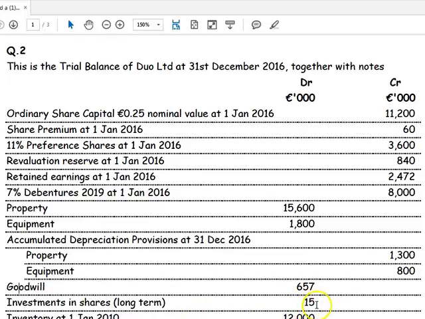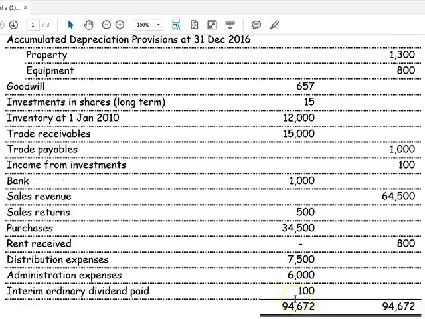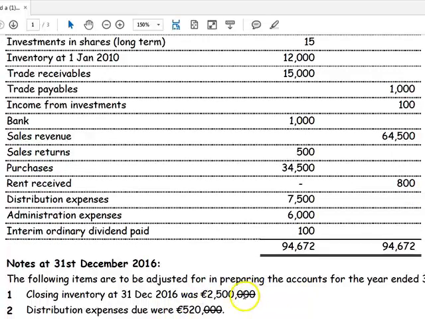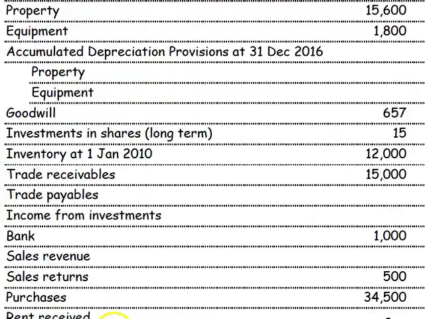So the investments in shares is 15,000, not 15. And so when we're doing the income statement and all the other statements, we just show the figures that are in the trial balance. But in the notes, because the notes are not in thousands, we need to cross off the last 3 zeros on everything. So our closing inventory will be 2,500, and that's what goes into inventories. Trade and other receivables you'll pick up from the trial balance. Receivables, 15,000.